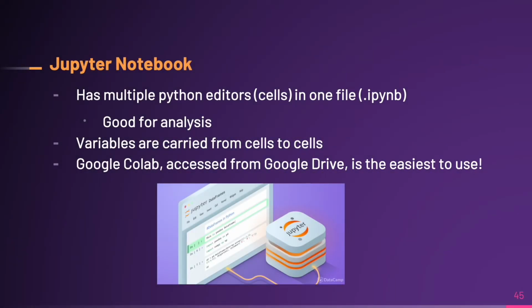Before introducing the dataset, let me introduce you to a unique text editor called Jupyter Notebook. It has multiple Python editors called cells in one IPYNB file. A unique feature is that variables are stored in the IPYNB file, not each cell, so they're carried from cell to cell. Google Drive supports Google Colab as a Jupyter Notebook platform. Unlike Google Docs, Sheets, or Slides that you can access by default, Colab must be installed through a separate step.